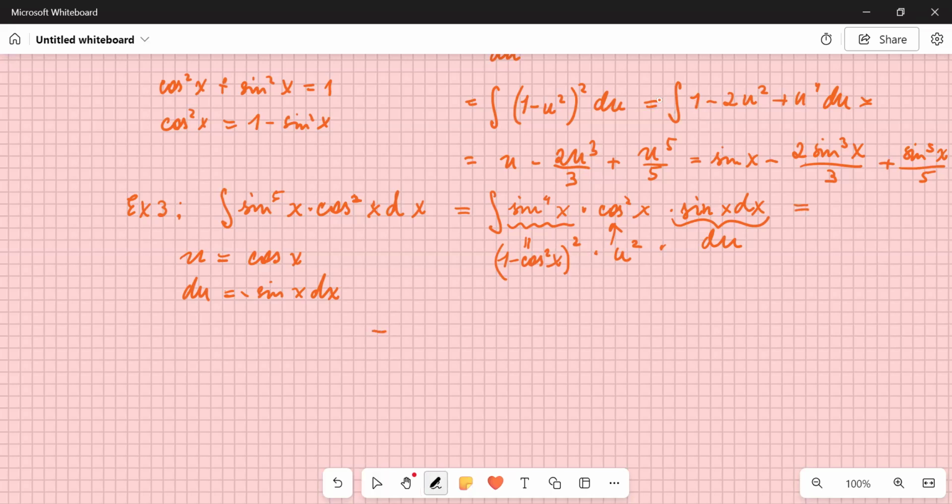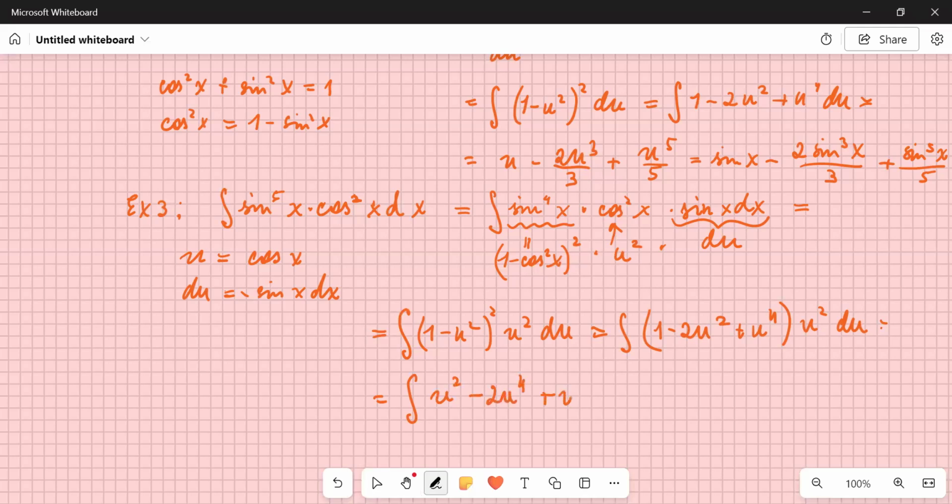Let's write it down in one line and integrate. 1 minus u squared, and then u squared, and then du. And we just need to multiply everything. Well, again, we open parentheses. 1 minus 2u squared plus u to the power of 4, u squared du, and then multiply everything, opening parentheses. U squared minus 2u to the power of 4 plus u to the power of 6. And du. Yes, I'm just going to integrate and substitute cosine back in one line, just not waste more time.